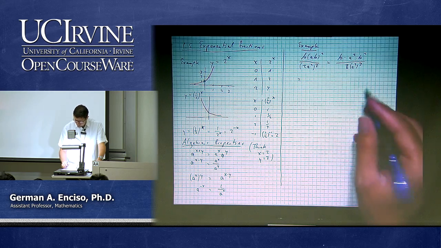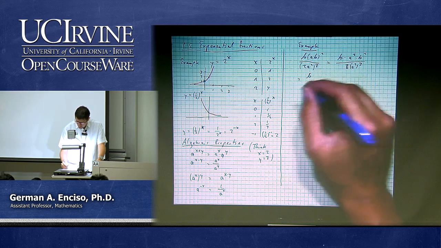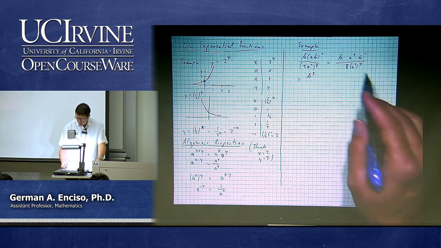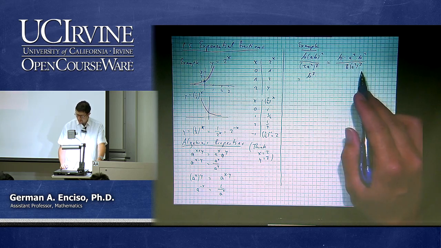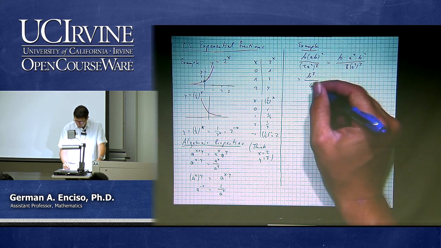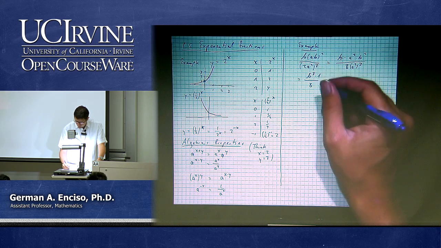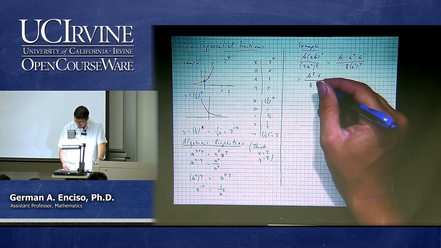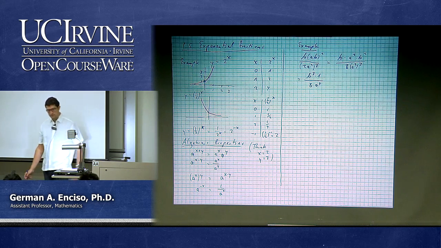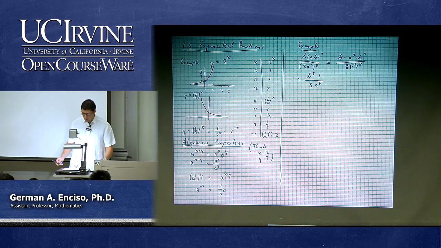And so this is equal to b to the 3 times, and now this is a to the 2 divided by a to the 6. I can write as 1 over a to the 4. All right. Just making sure we're all on the same page.